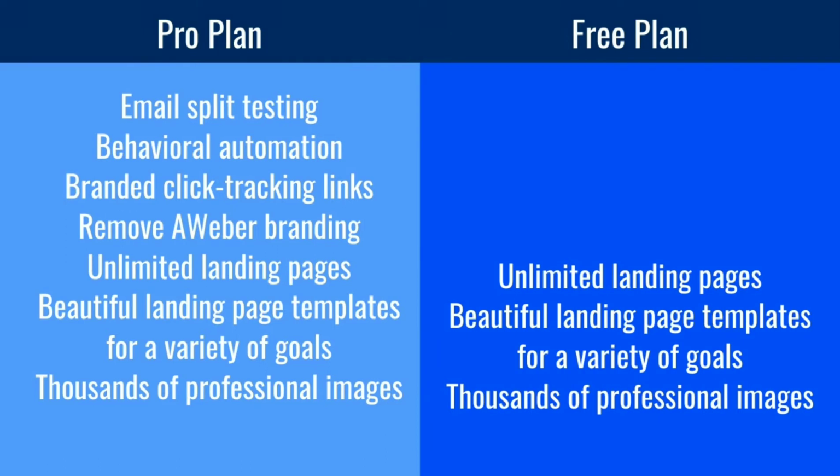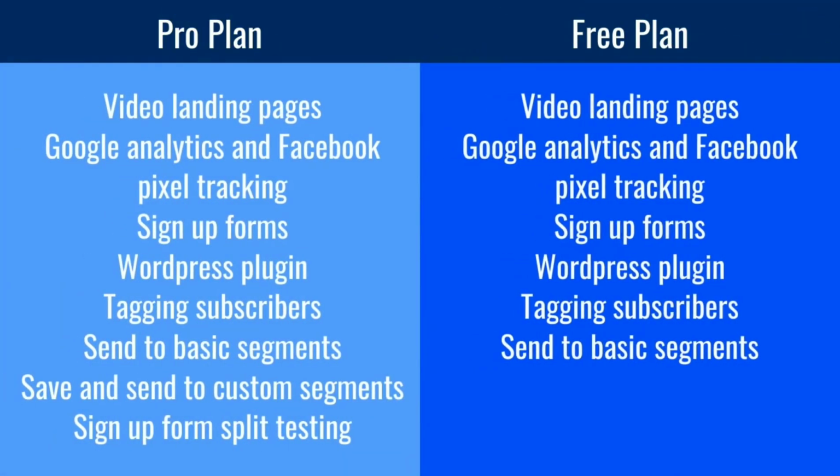With the Pro plan, you can see you get a few extra benefits like email split testing, behavioral automation, click tracking, ad tracking, and the removal of the AWeber branding on your emails. But you get on both plans unlimited landing pages, beautiful landing page templates you can use, and thousands of professional images.